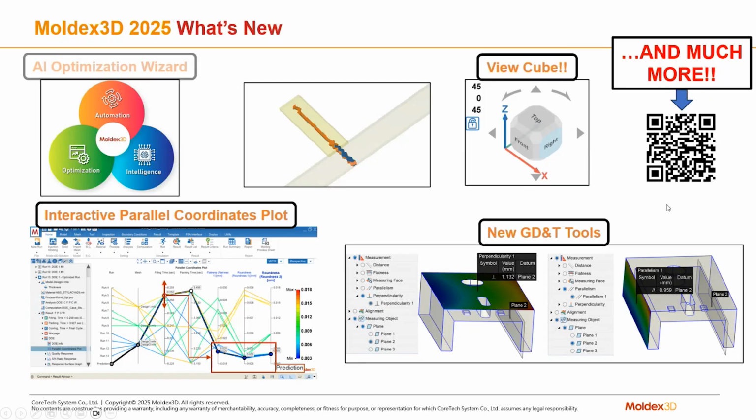I've included a bunch of the key features that we've included into Moldex3D: the AI optimization wizard, following along the development path of automation, optimization, and intelligence; weldline services; the new view queue, which I think a lot of people have requested; the parallel coordinates plot as an output from either the AI optimization wizard or the typical DOE; and then some new GD&T tools will really help to make the process of running simulation and interpreting simulation a little bit more fluid, versatile, and makes Moldex3D easier to use overall.